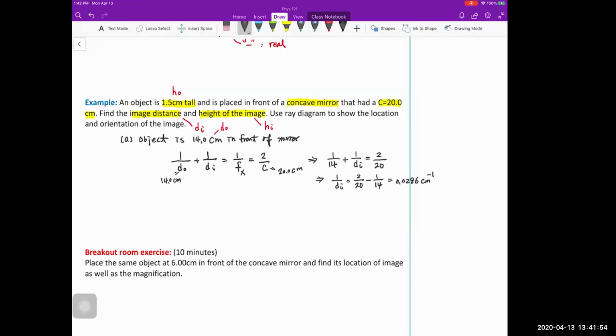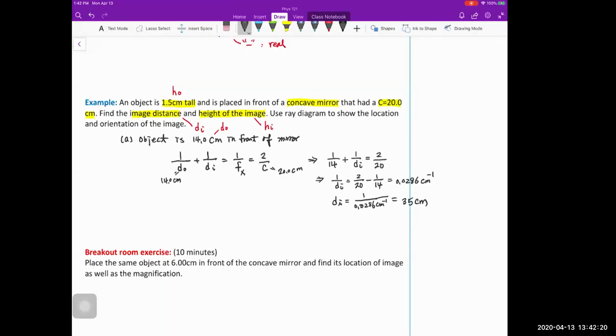Now, what we want to find is DI. So the DI is actually 1 over 0.0286 centimeter inverse. And that gives you the distance of the image. And that distance is 35 centimeters. Okay, so that simply tells you the distance of the image is 35 centimeters.